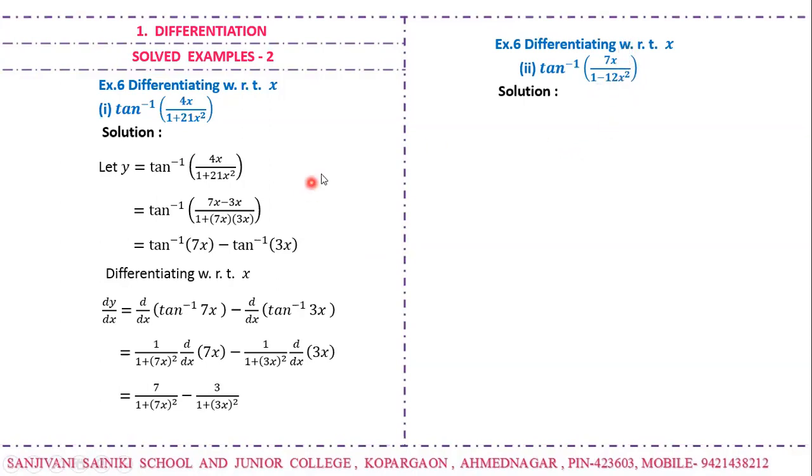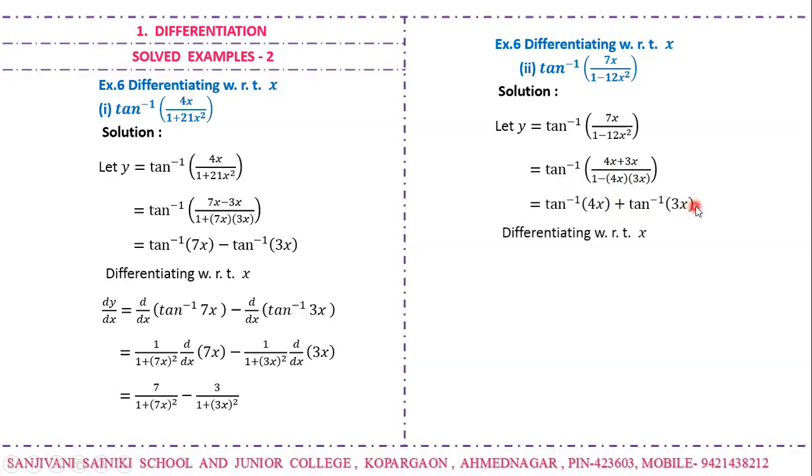Now the next example, 7x upon 1 minus 12x square. Similar to the previous one, we have to search for two functions whose sum is 7x and whose product is 12x square. So here there are two functions, 4x and 3x, whose sum is 7x and whose product is 12x square. So again I will use the property tan inverse of (x plus y) upon (1 minus xy) as tan inverse of x plus tan inverse of y, and then I will differentiate with respect to x.